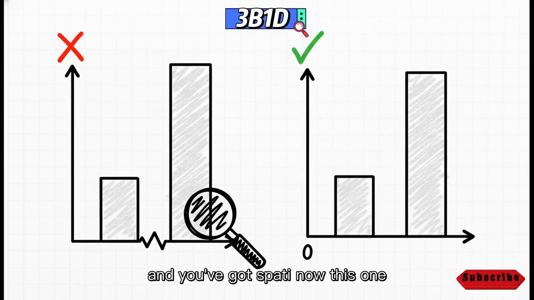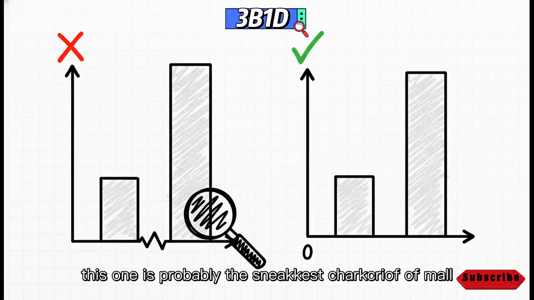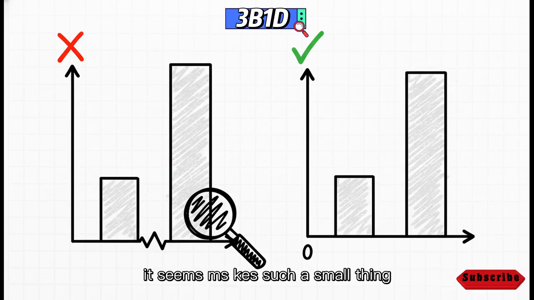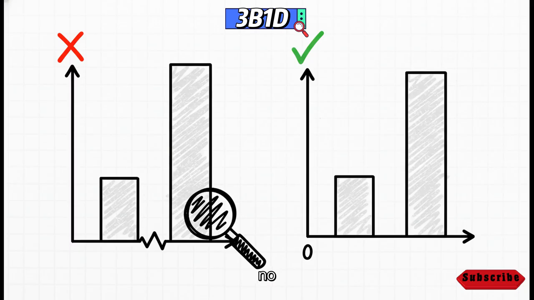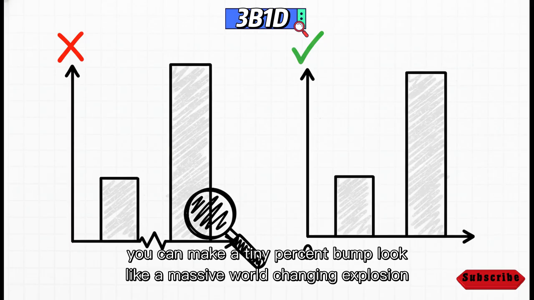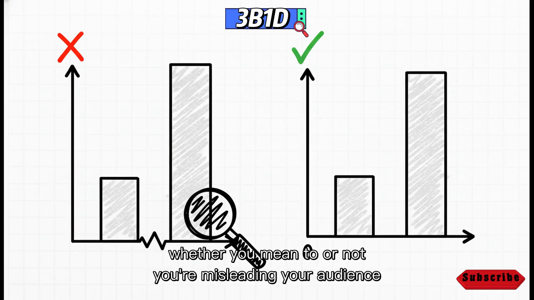Now this one is probably the sneakiest chart crime of them all. Starting a bar chart's axis at anything other than 0. It seems like such a small thing, but it is a huge no-no because it completely blows the differences out of proportion. You can make a tiny 20% bump look like a massive world-changing explosion. Whether you mean to or not, you're misleading your audience.